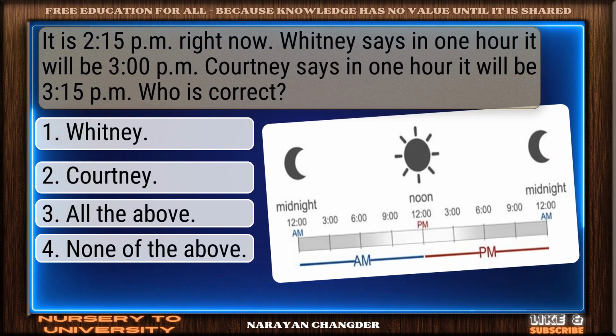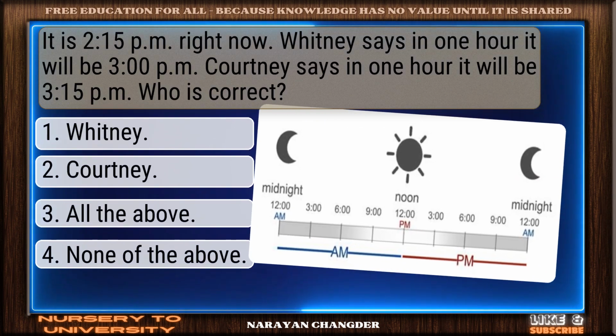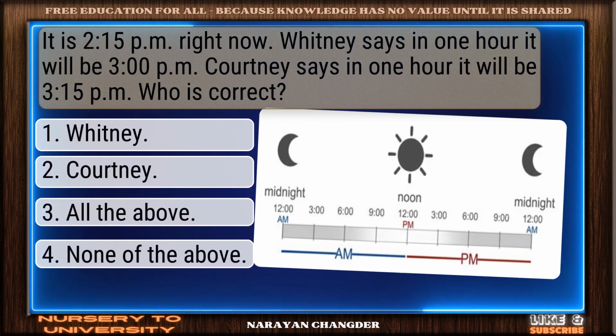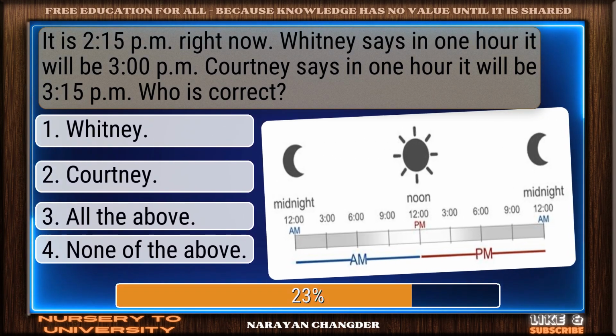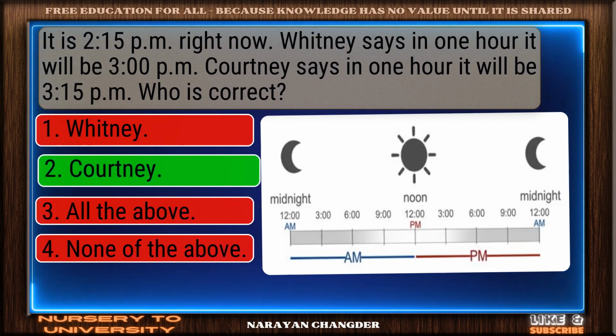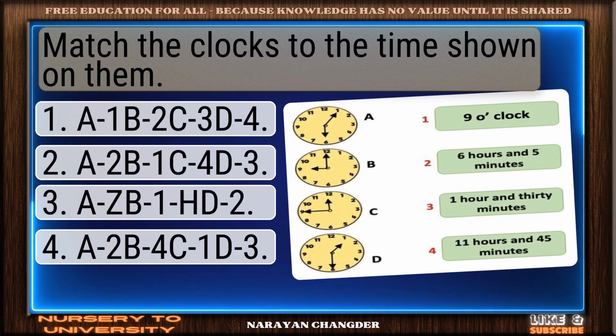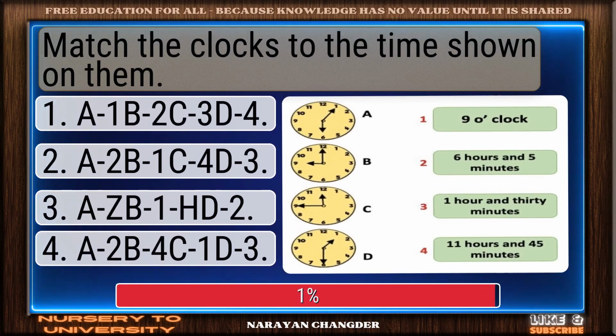It is 2:15 p.m. right now. Whitney says in 1 hour it will be 3 p.m. Courtney says in 1 hour it will be 3:15 p.m. Who is correct? You chose Courtney. And it is correct. Match the clocks to the time shown on them.